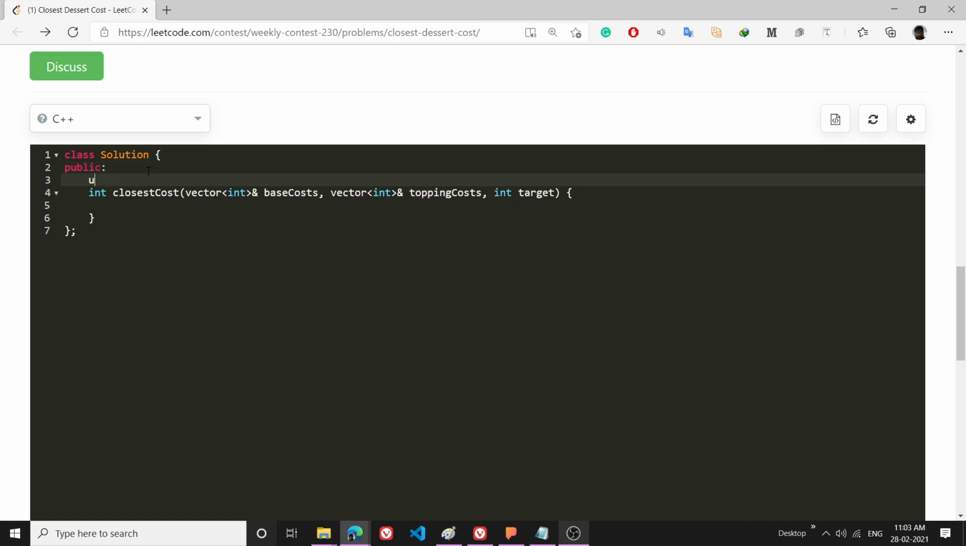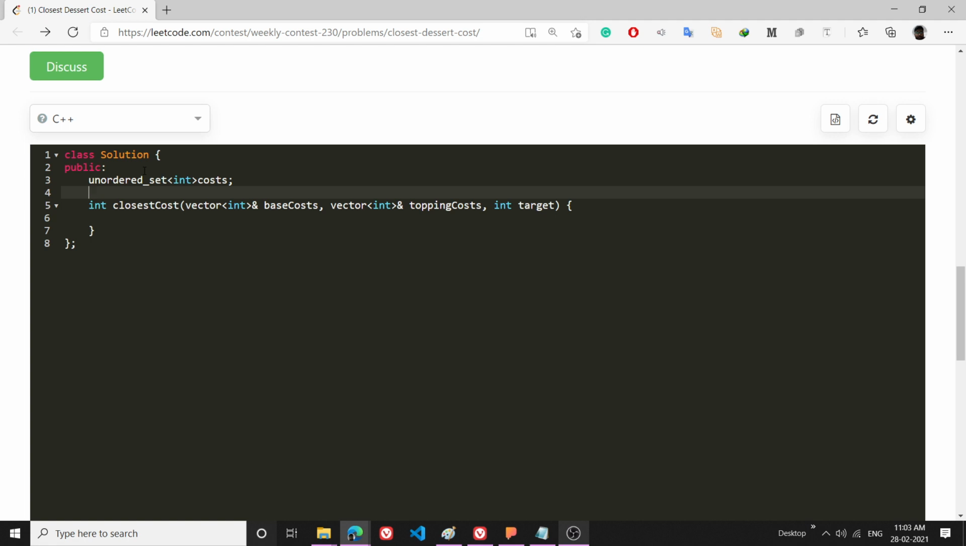The first part to solve this problem is that I will make an unordered_set<int> costs. This will store all the possible costs. I will also make an int difference equal to 1e9. This difference will store the minimum difference from the target for any particular purchase combination. Now I am going to make an amount variable equal to 0.